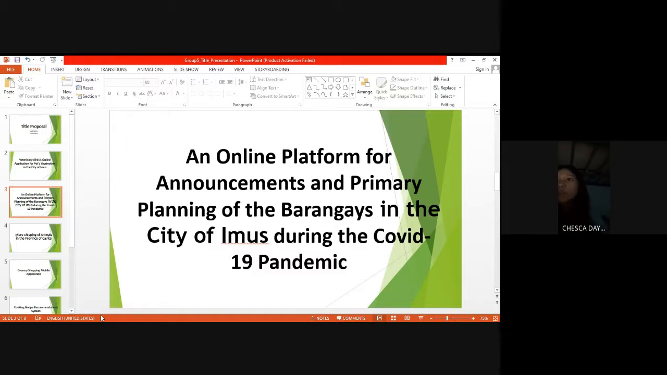So the main problem that we really want to solve is the online platform or website where all the residents can be updated on what projects the barangay officials will do in our barangay and what their plan is. We want to have an easier way to get information from them using an online platform or a website.